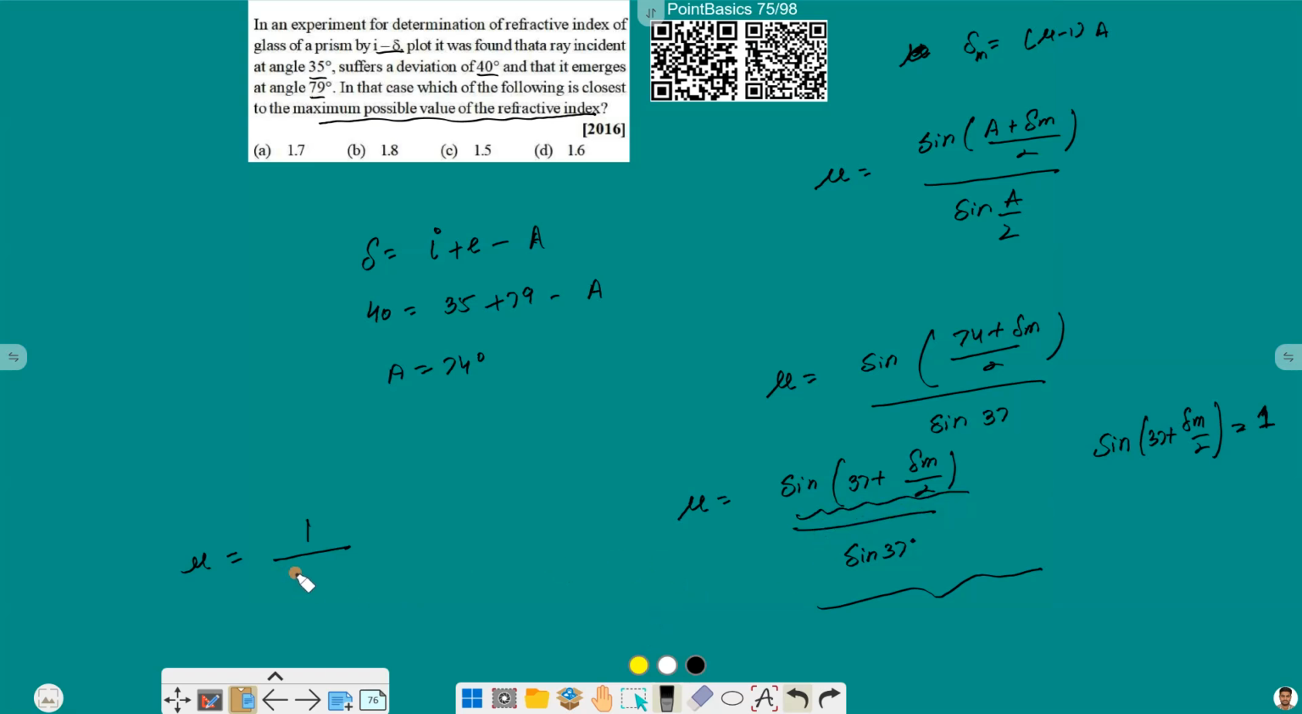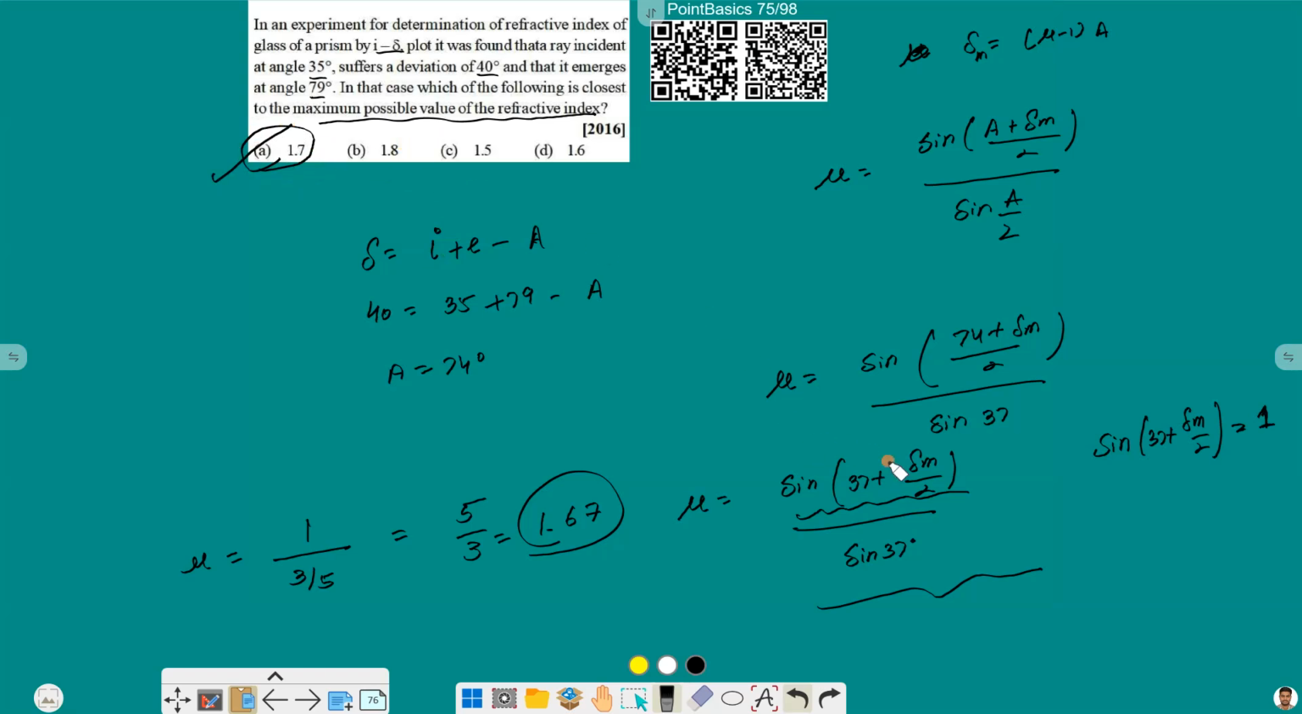Sine of 37 is equal to 3 by 5. So from that we will get 5 by 3, and that will be equal to 1.67. So from this we can choose that the maximum possible value is close to 1.7. That will be the option A.